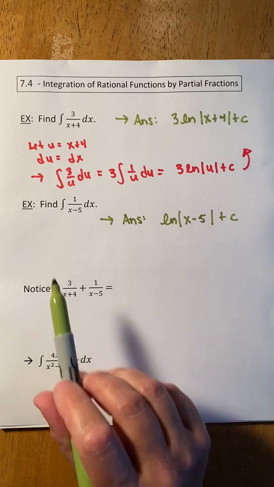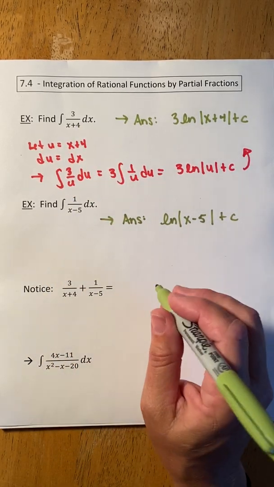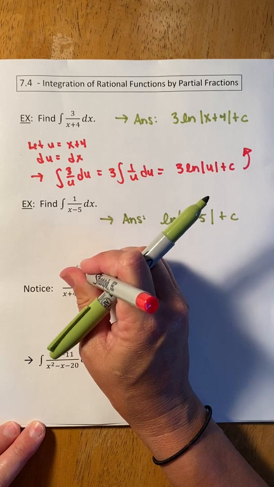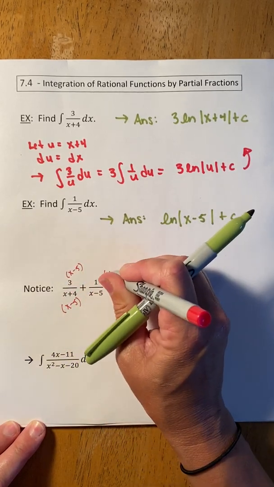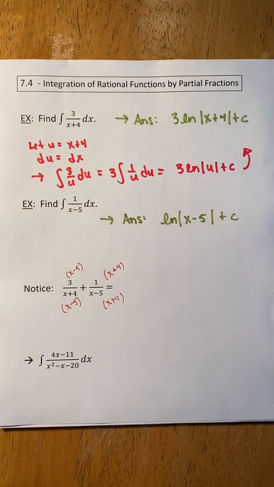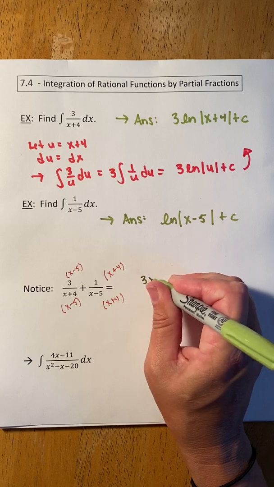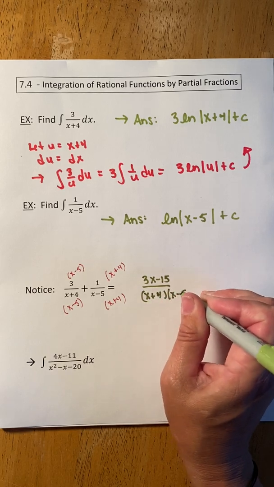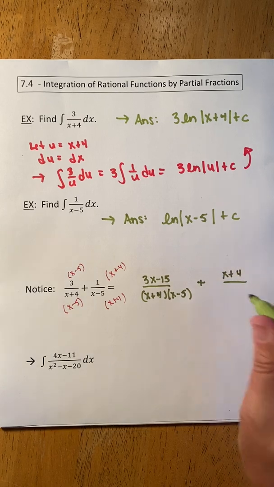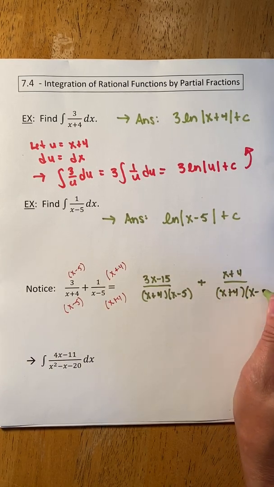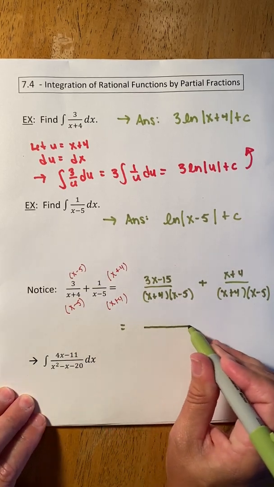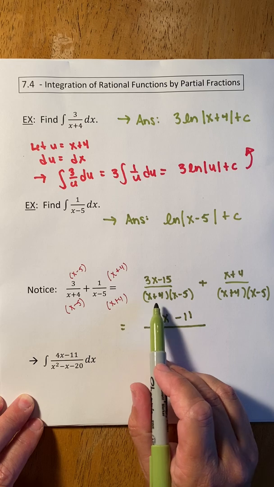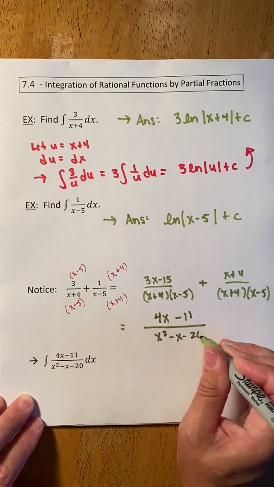But notice, if we are to add 3 over x plus 4 and 1 over x minus 5, well, we need a common denominator. So we would need to introduce the x minus 5 into this fraction, and we need to introduce the x plus 4 into this fraction. So the left numerator would be 3x minus 15 all over x plus 4 times x minus 5. My right numerator would just be x plus 4 all over x plus 4 times x minus 5. And then when we add the numerators and keep the common denominator, 3x plus x is 4x, minus 15 plus 4 is minus 11. And then x plus 4 times x minus 5 is x squared minus x minus 20.